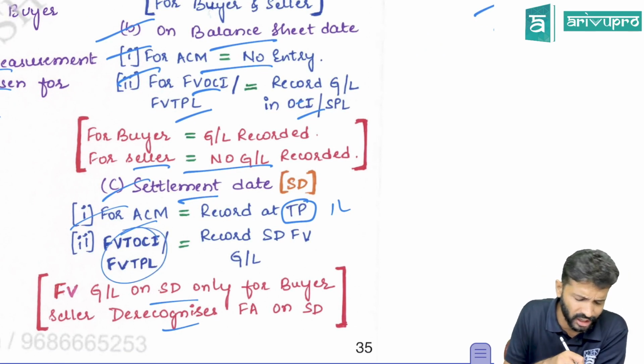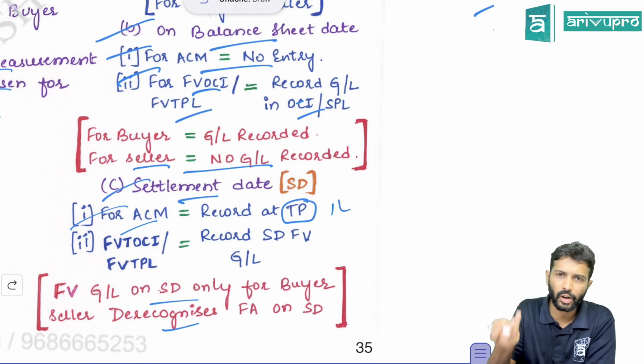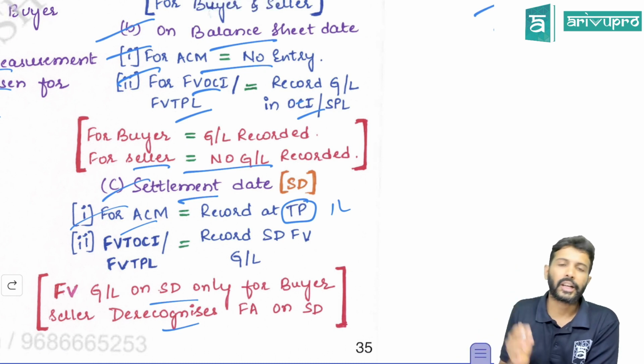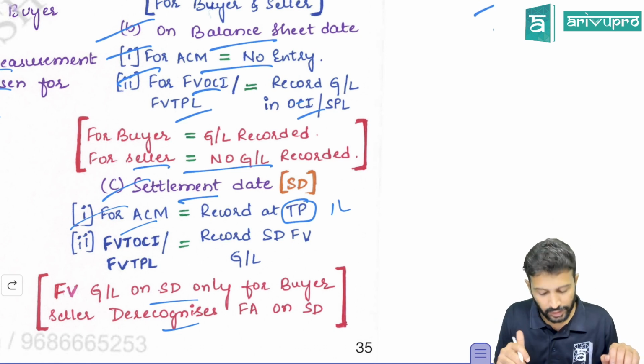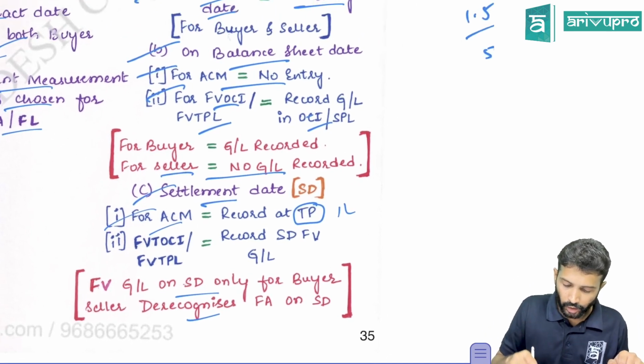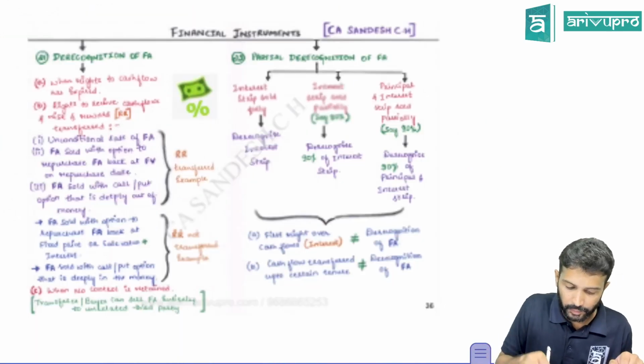But under the FVT method, we have to record it at fair value. So you record it at fair value, and any gain or loss, transfer it to OCI in case of the FVTOCI method, and transfer it to P&L in case of the FVTPL method. All right. So this is the thing about regular way purchase.